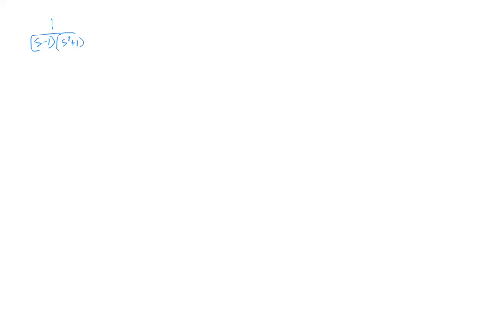Does anybody know how to set this up properly? What are the fractions that I should put? So certainly I will have A over s minus 1. But here comes the crucial one. What do I do about s squared plus 1? What do I do? This is where things get interesting.